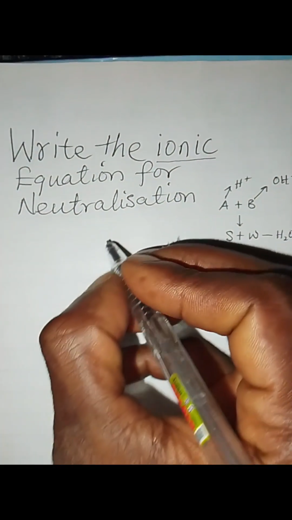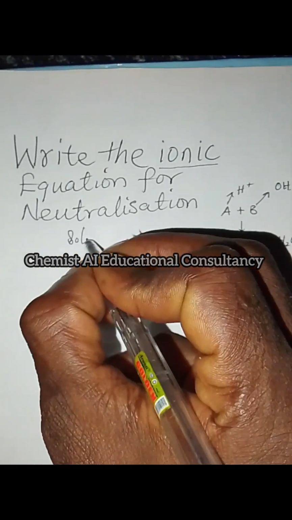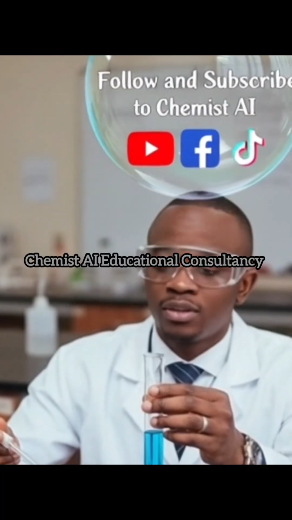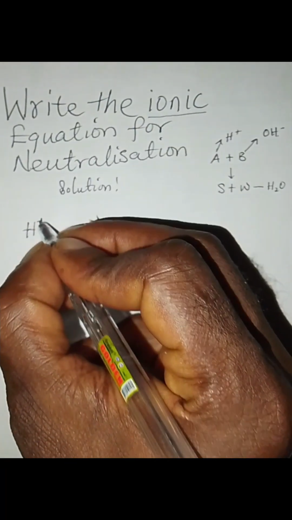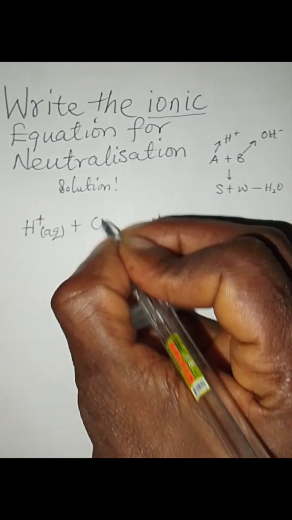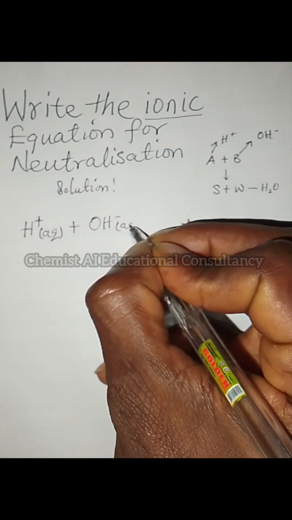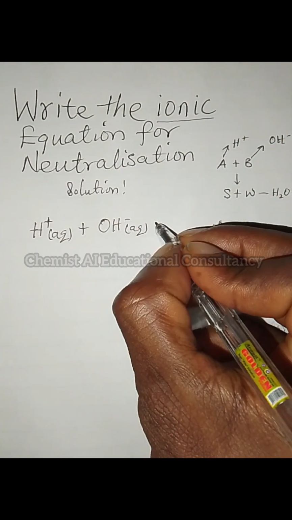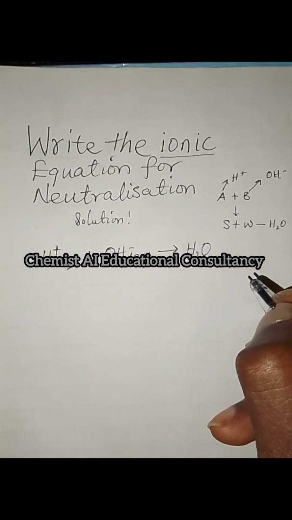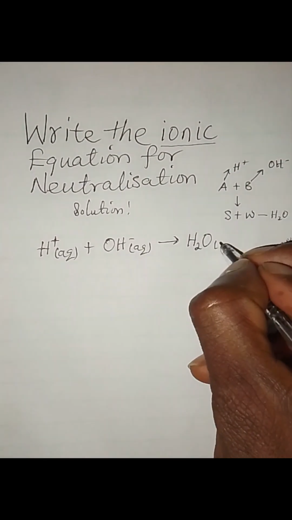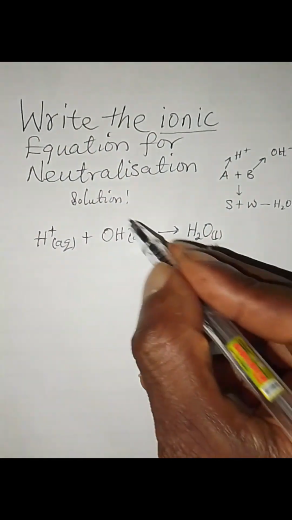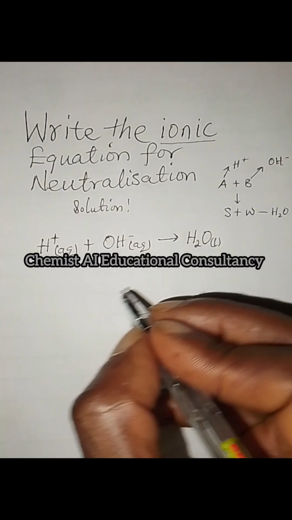Not different neutralization equations, because we have different acids and bases. So the answer to the question is the ionic equation of formation of water, because this particular reaction takes place in all acid-base reactions. So you simply write H+ (aq) + OH- (aq) to yield H2O (l). As simple as that. This is the ionic equation that takes place in all acid-base reactions.